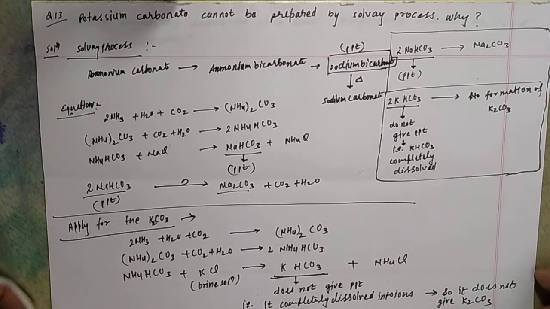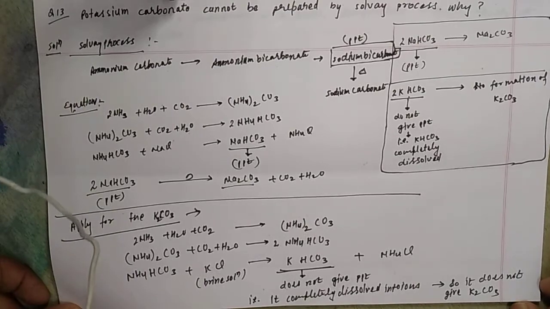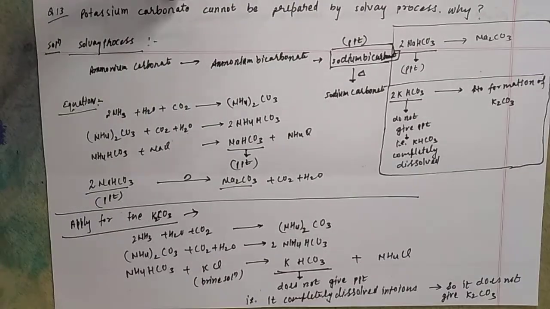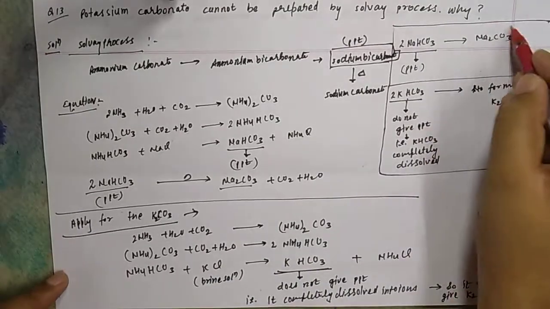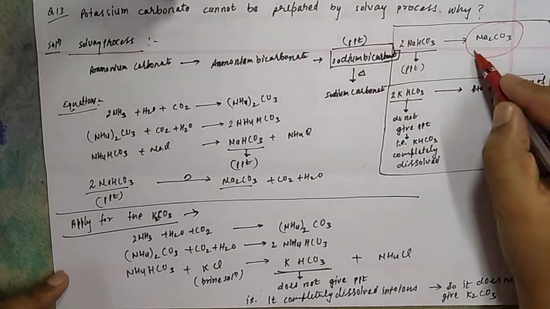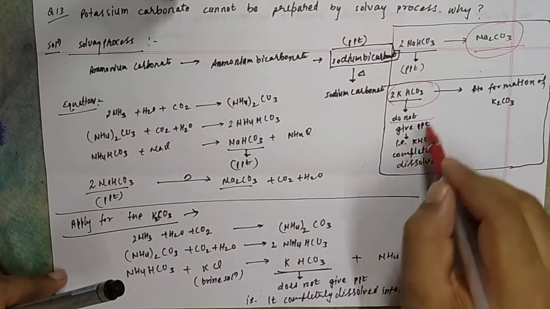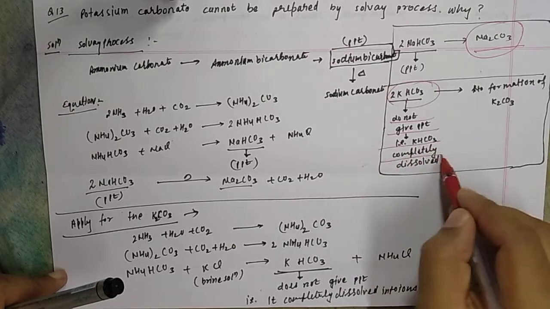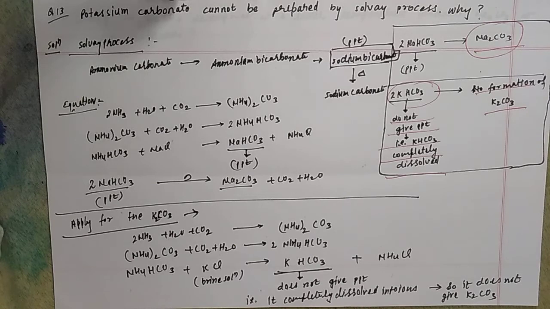So when you try to understand this question, you will easily see that in the case of sodium carbonate, sodium bicarbonate gives the precipitate. As a result, at high temperature it forms sodium carbonate. But in the case of potassium, potassium bicarbonate does not give a precipitate, so it cannot be converted into potassium carbonate. So this is all about question number 13.